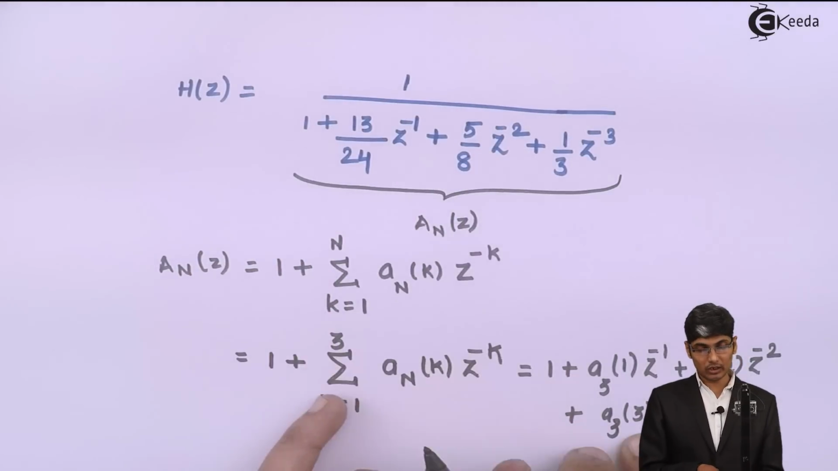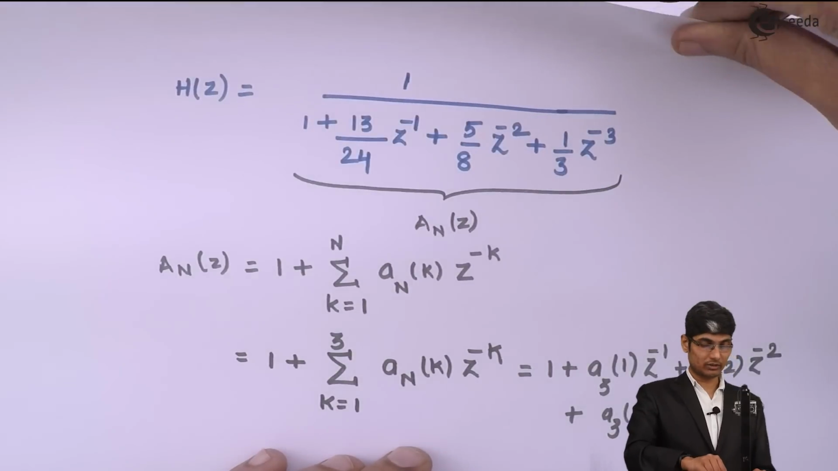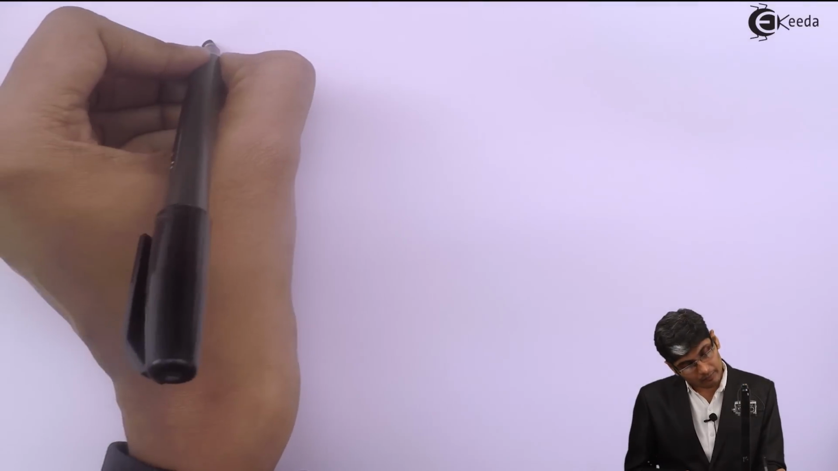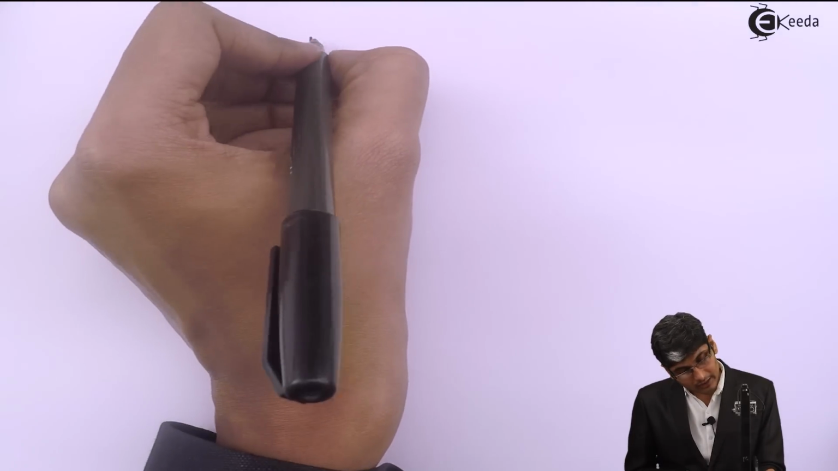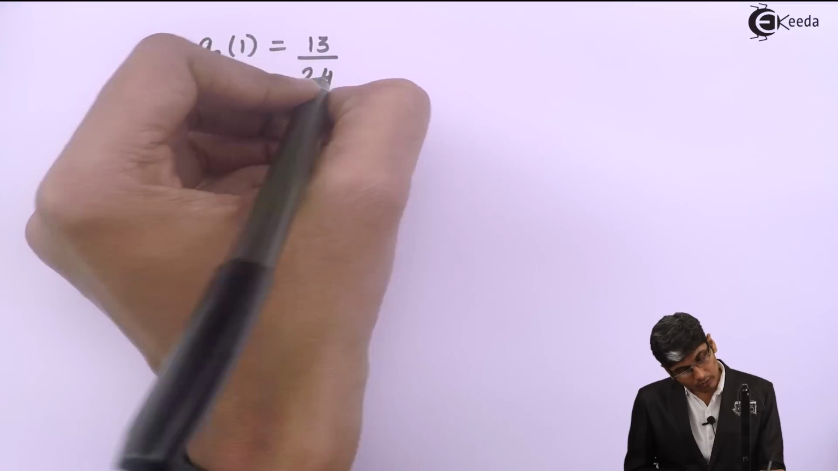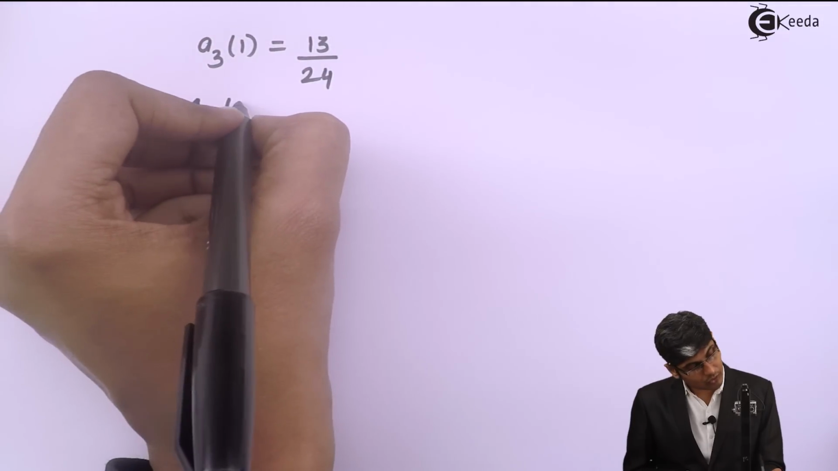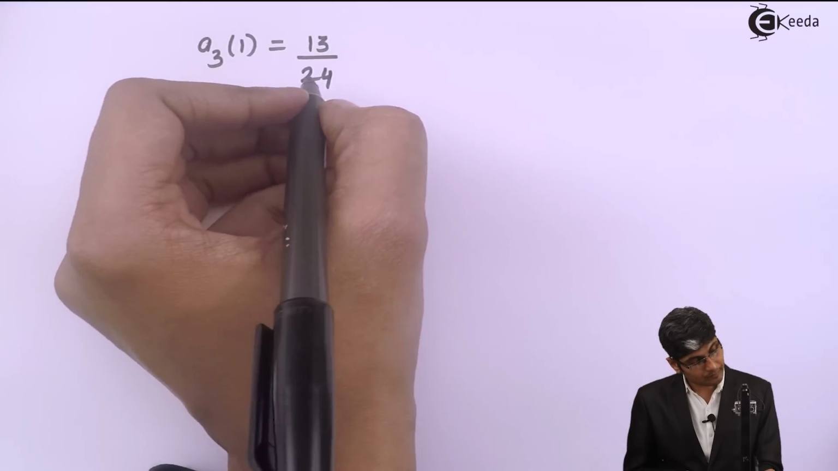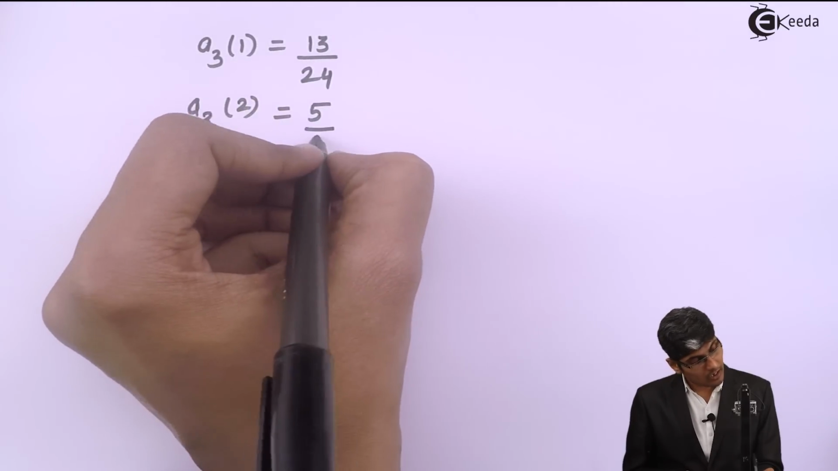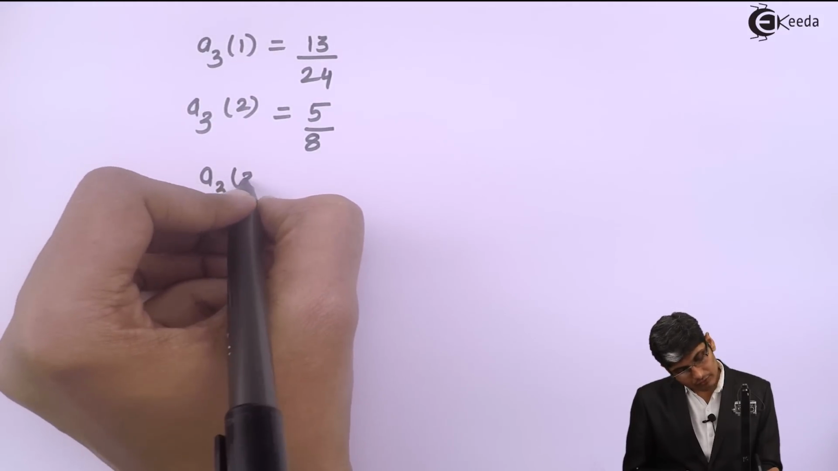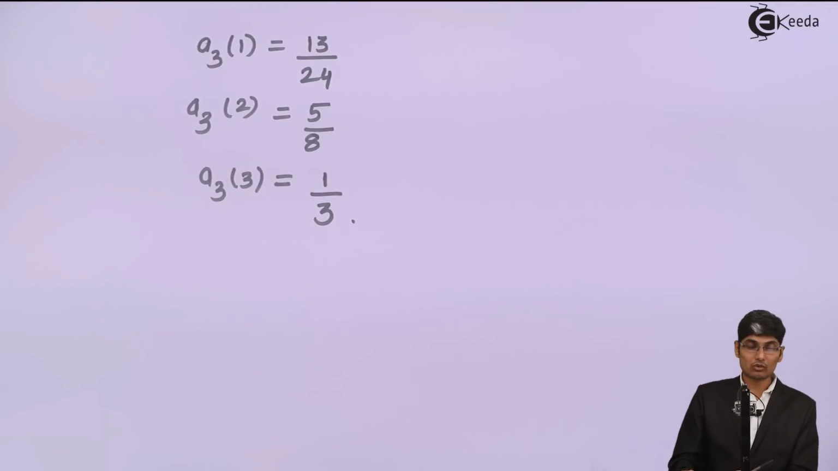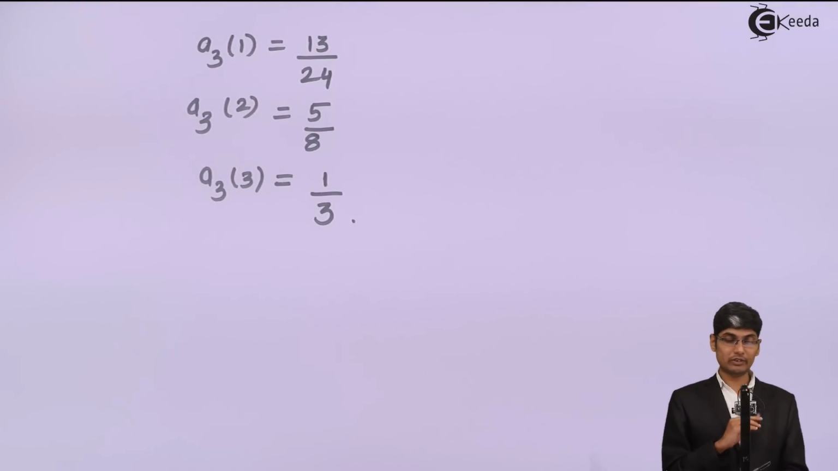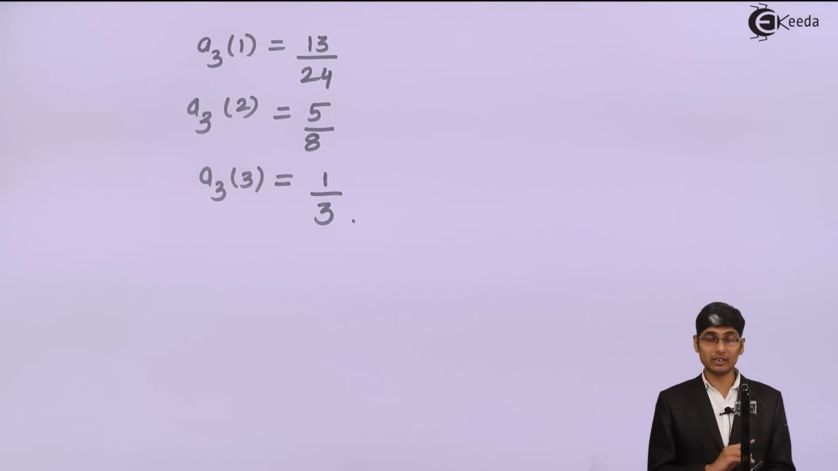If I compare these two equations, I am going to get 3 coefficients. So what are those 3 coefficients? I write the 3 coefficients as: a3 of 1 is 13 by 24, a3 of 2, which is nothing but 5 by 8, and a3 of 3, which is equal to 1 by 3. So now we have the 3 coefficients a3 1, a3 2, and a3 3.